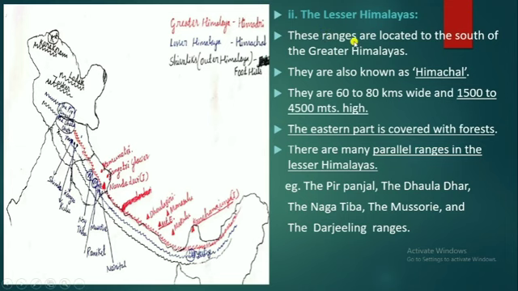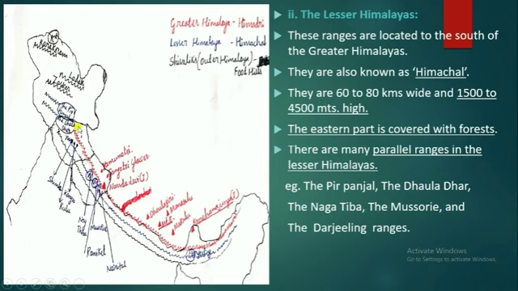These ranges are located to the south of the Greater Himalayas. See, this is the Greater Himalaya, and to this Greater Himalayas south, this is the Lesser Himalaya. Okay, next, they are also known as Himachal. These greater Himalayas are all called as Himadri. But these lesser Himalayas are called as Himachal. Okay, that's one. Next, they are 60 to 80 kilometers wide and 1500 to 4500 meters high.